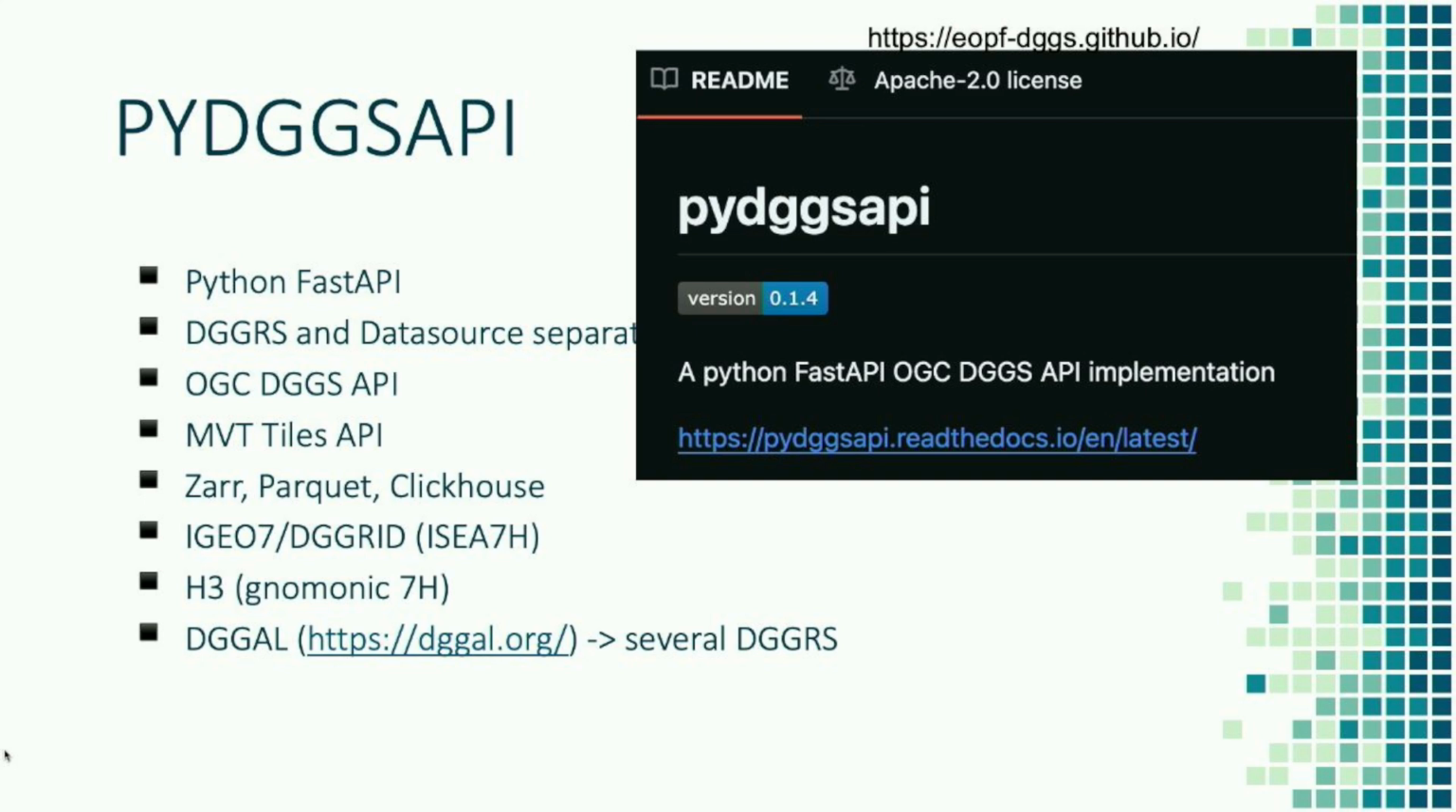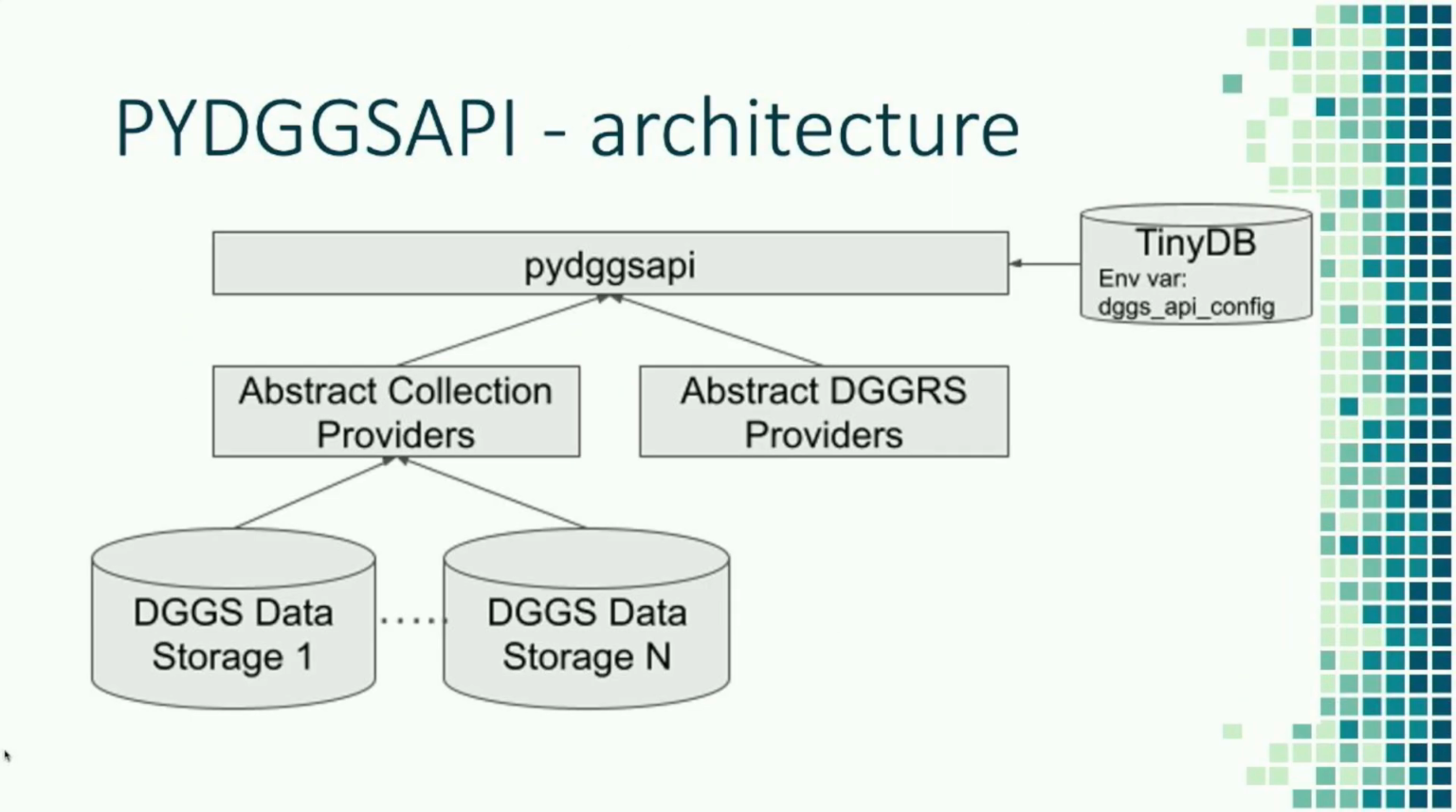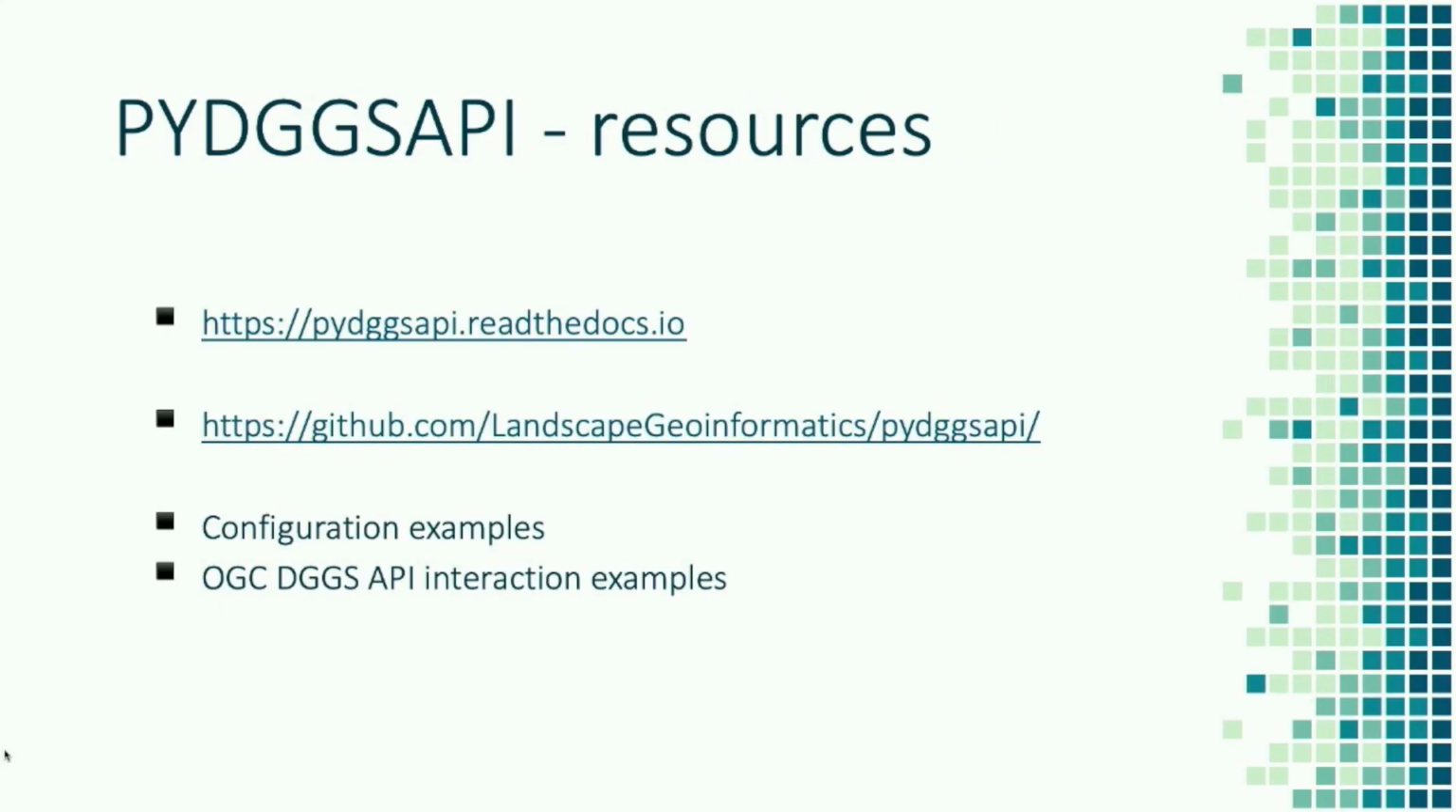And Jerome St-Louis is also here, DGGAL. DGGAL is aimed to be the next GDAL, but for DGGS. So he implements several DGGSs. So basically there's a configuration where you can say what's the layer, where's the data, what DGGS is used. So it can be configured. And then, yeah, you can go to GitHub, Landscape Geoinformatics team. And there's some notebook for interaction testing. There's some configuration examples. It's currently also tested in the OGC DGGS pilot.